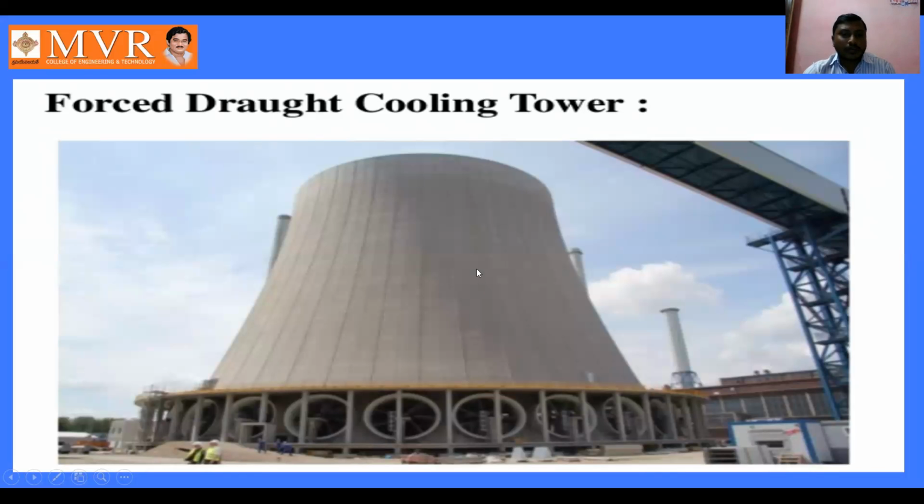In a thermal power plant, this is the original cooling tower which we can observe carefully. These are the fans which we can observe here. By using these fans, we suck the air from the atmosphere and send the air into this cooling tower. This is the forced draft cooling system.